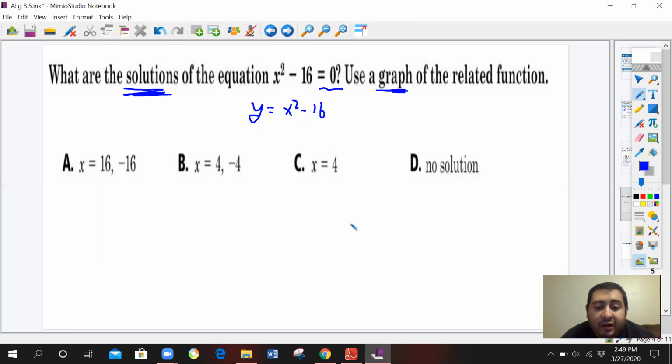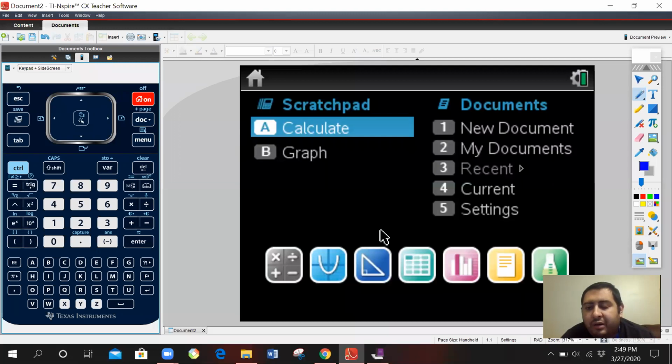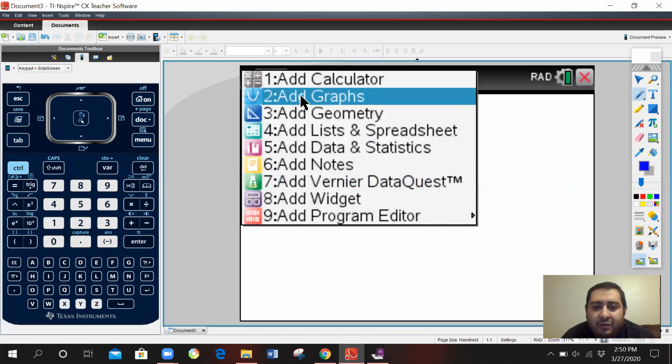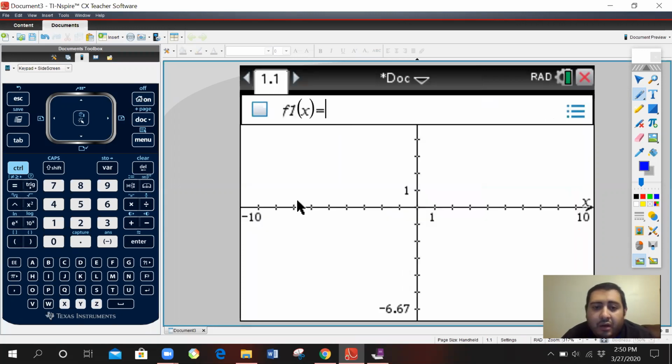If we use our graphing calculator, we're going to go ahead and try something new. We're going to go to a new document. If you have something in the background, just press no. You don't need to save it. And we're going to go to option number 2, add a graph. Now here we have f1 of x in parentheses. That is already considered your y equals, so those two are considered the same thing. You don't need to retype y equals, just the expression.